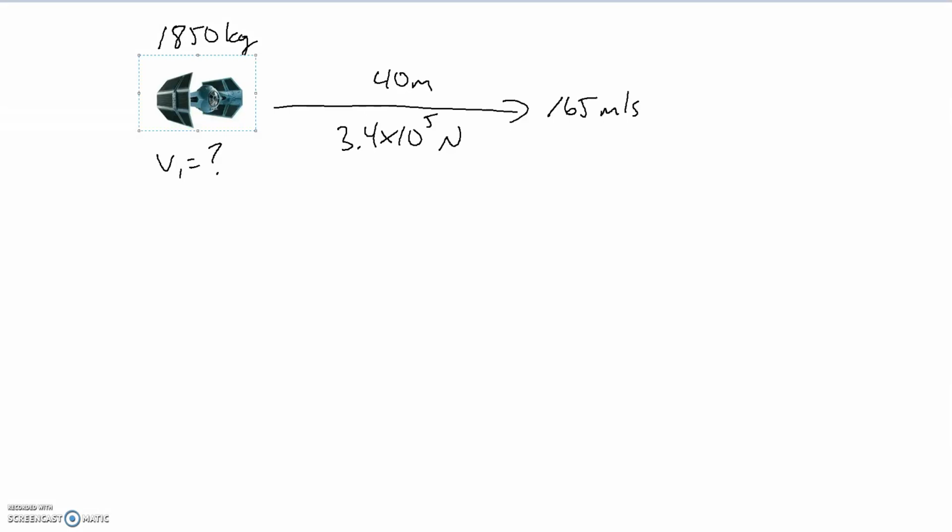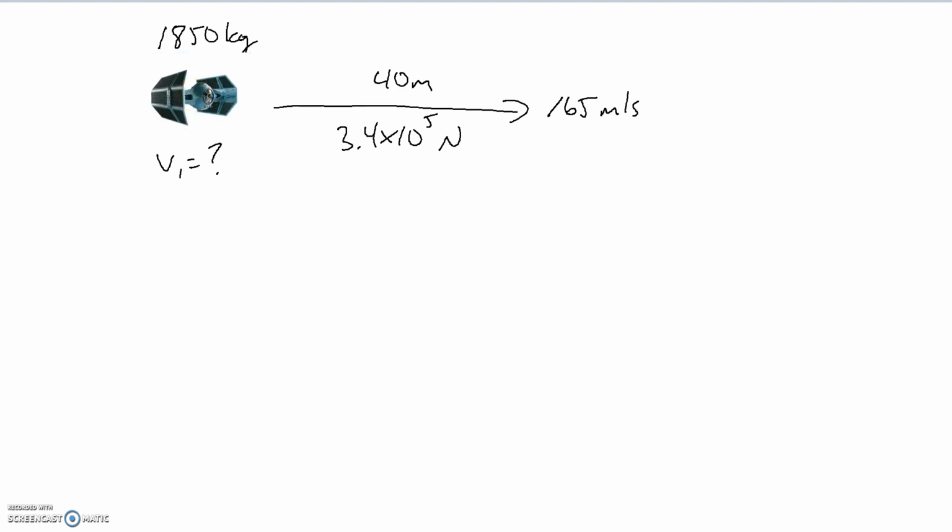So here we have a basic situation where we have a spaceship, a 1,850 kilogram spaceship starting at a speed that we don't know, and it's going to travel 40 meters and use a force of 3.4 times 10 to the 5 newtons in order to go faster, reaching a speed of 165 meters per second. But what we want to find out is what speed did it start at.